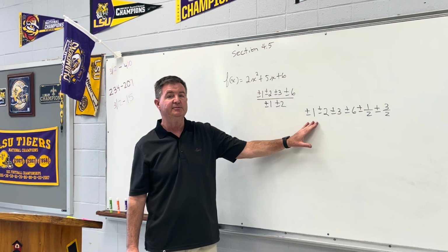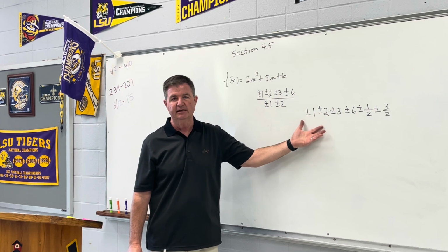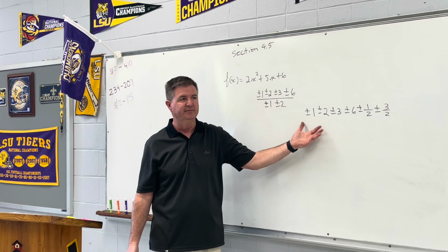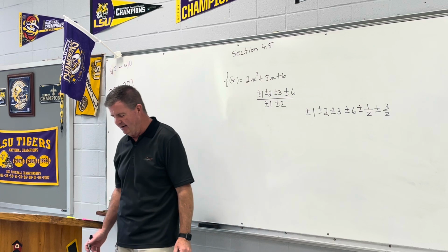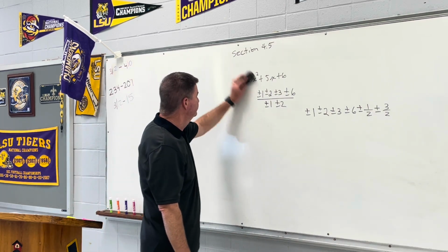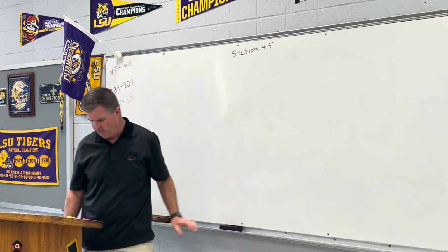This only gives me the rational zeros. So if we're solving it, we'd have to use the quadratic formula and come up with the square root, and then it would give us an irrational number. The theorem only is going to give us the rational zeros, or the possible rational zeros. So let's look at one.